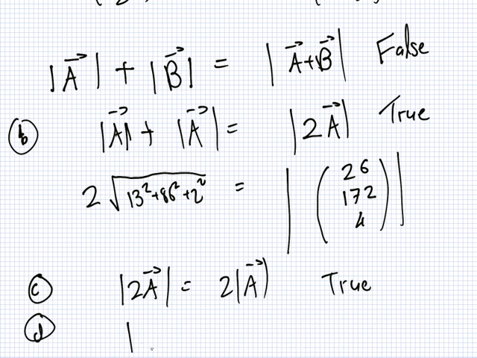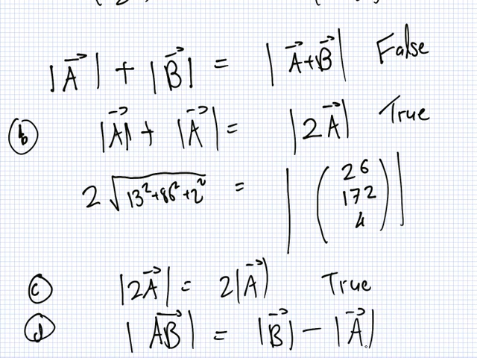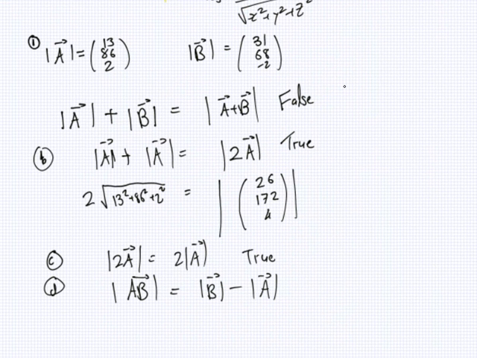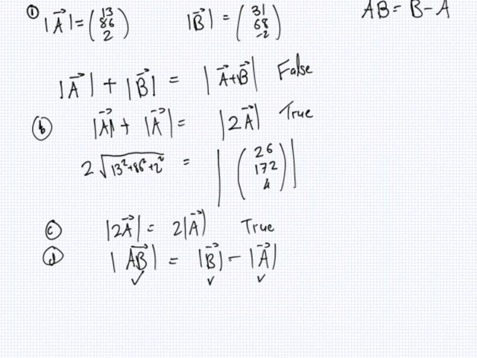D, the magnitude of AB is equal to the magnitude of B minus the magnitude of A. Now, this is a rule that you've probably seen if you've done vectors before, but there's a rule here to give you the vector AB, B minus A, yeah. So the question is, if I calculate this AB, will I get the same answer as the length of B minus the length of A?